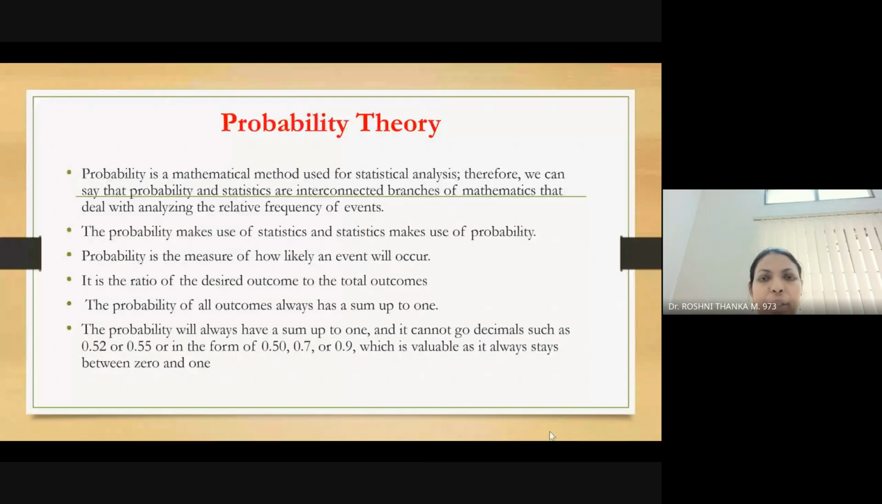What is probability? You all know probability, right? Probability is about uncertainty, where we want to find the possible occurrence of a particular event. This is an important concept in statistical analysis. Probability and statistics are interconnected branches of mathematics. Probability makes use of statistics and statistics makes use of probability.